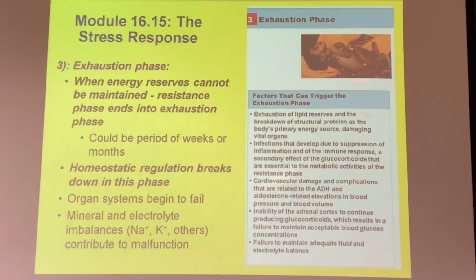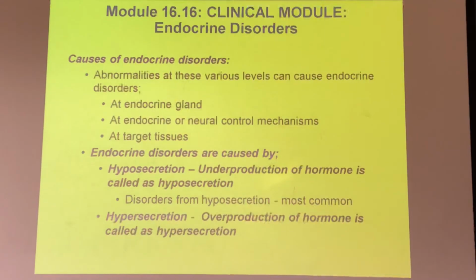And then lastly, this is called the exhaustion phase, when the energy reserve is used and there is no energy reserve left. These reserves cannot be maintained, and people go to the exhaustion phase, and homeostatic regulation breaks down in this phase. Now, causes of endocrine disorders.